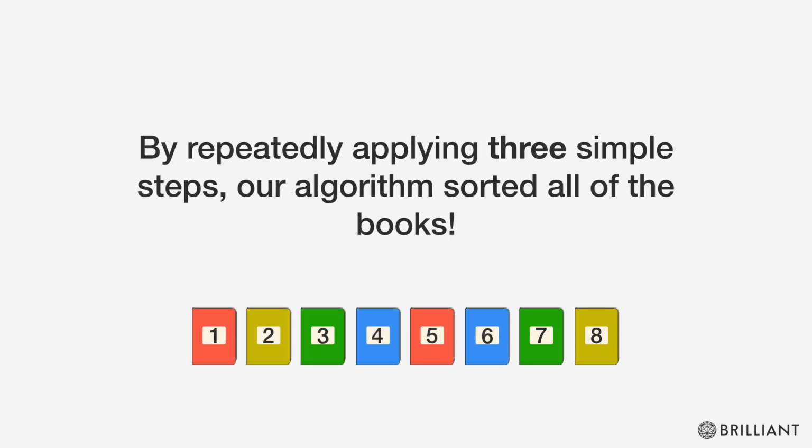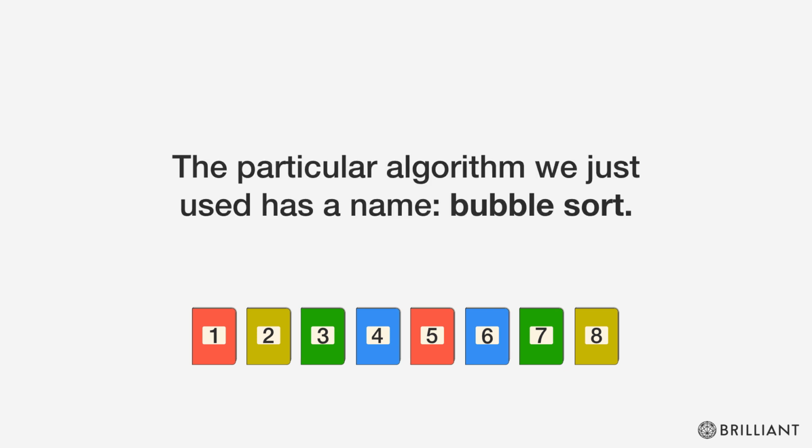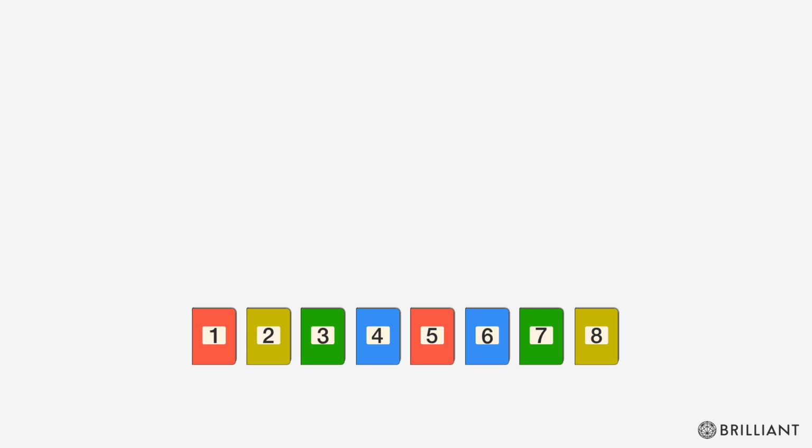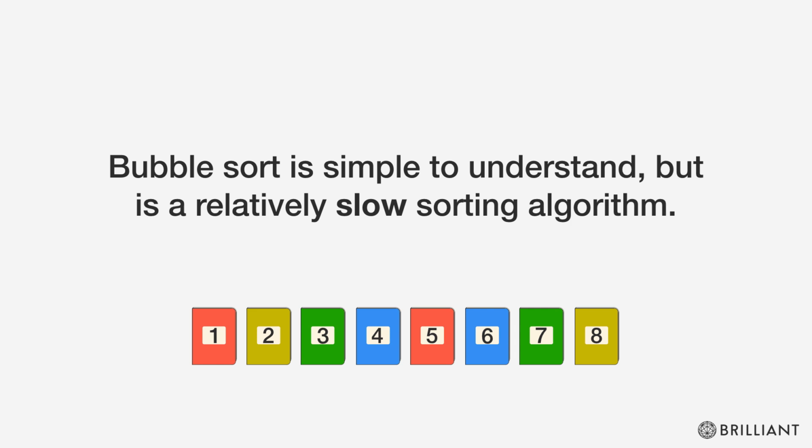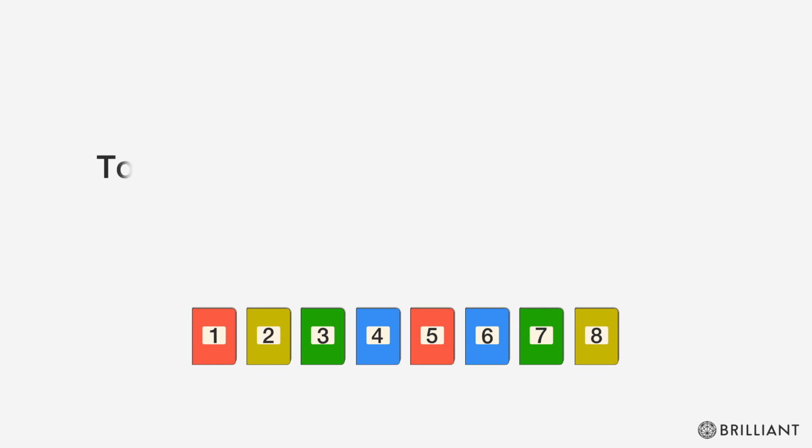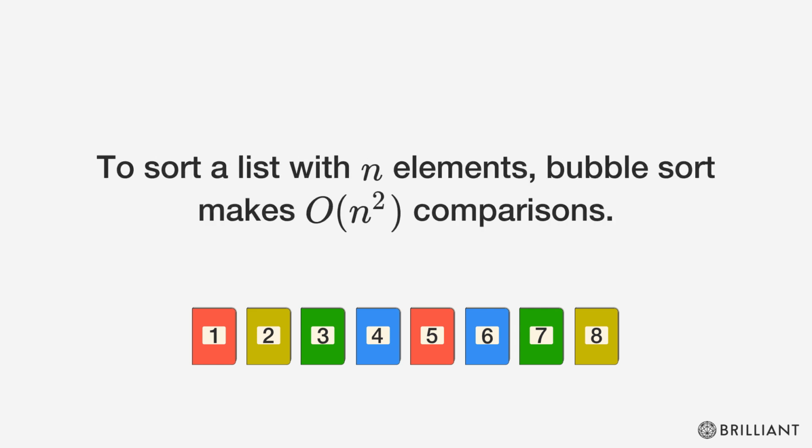By repeatedly applying three simple steps, we sorted all the books. The particular algorithm we just used has a name, bubble sort. Bubble sort is simple to understand, but is relatively slow. To sort a list with n elements, bubble sort makes big O n squared comparisons.